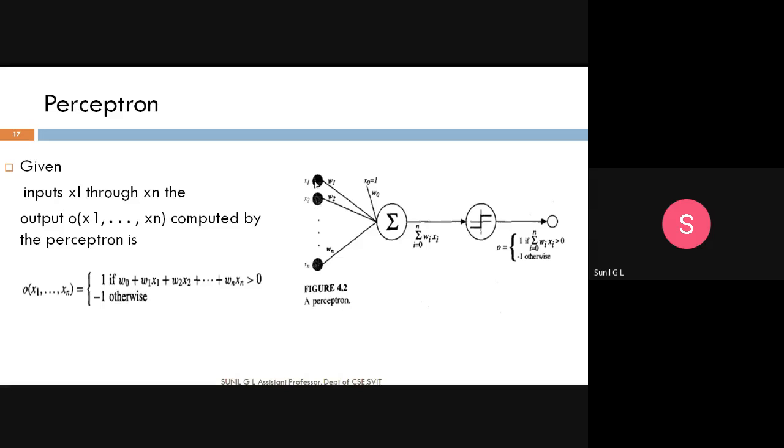So we multiply x1 with w1, and sum it with x2 times w2, like that up to xn times wn. We sum these and put the activation function on it to get the output. So if w0 plus w1x1 plus w2x2 up to wnxn is greater than 0, the output is 1, otherwise it is -1, using the sign function.